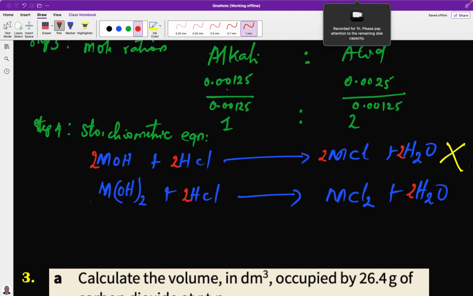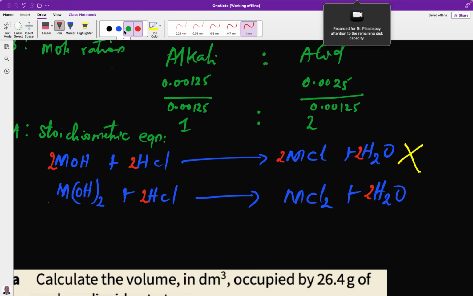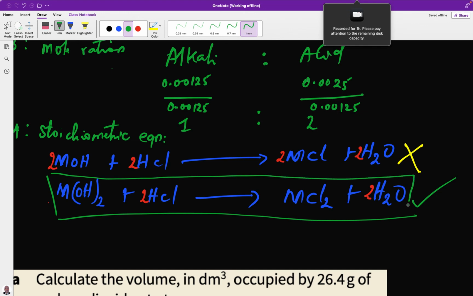The alkali is 1. Alkali here is 1. The acid is what? The acid ratio is 2. So this our equation is right. This is the right equation. We now call this our stoichiometric equation for the reaction. So that is how you can answer such a question.